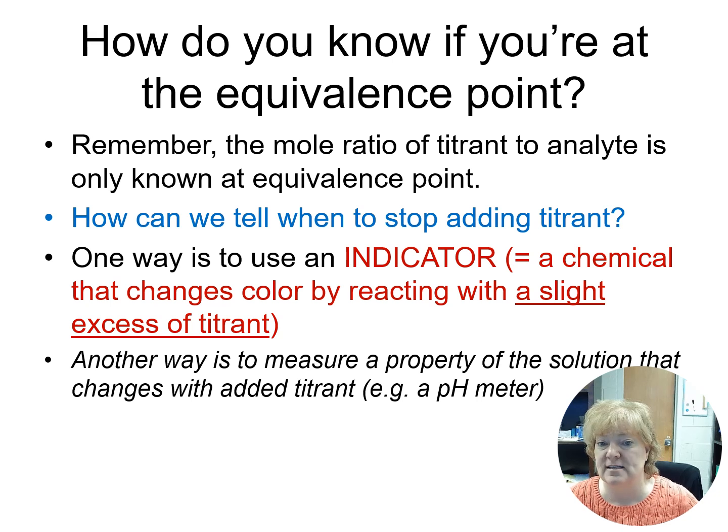And one of the things we can use is an indicator. An indicator provides a chemical reaction that changes color when there's a slight excess of titrant. So basically the idea is that the indicator tells me when I'm at endpoint. Also, I could use a property of the solution, like pH, something that's going to change with extra titrant added.